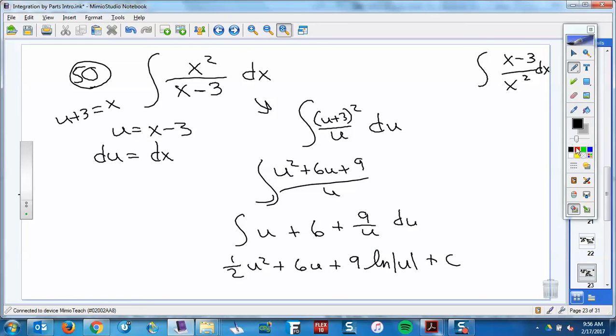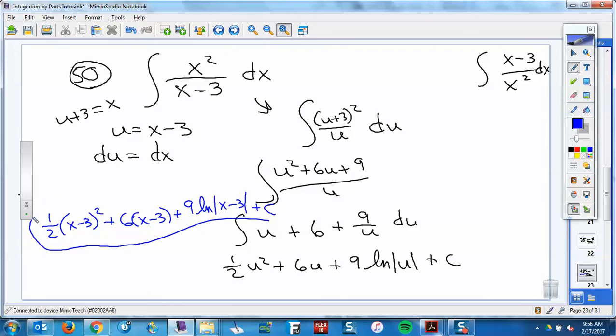Okay? Then when I go to write my final answer, u was x minus 3, so I got 1/2 (x minus 3) squared. I got 6 times the quantity x minus 3, and I got 9 ln |x minus 3| plus c. So the blue would be my answer.